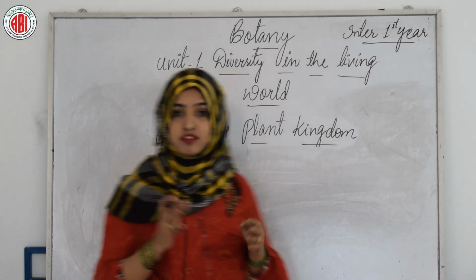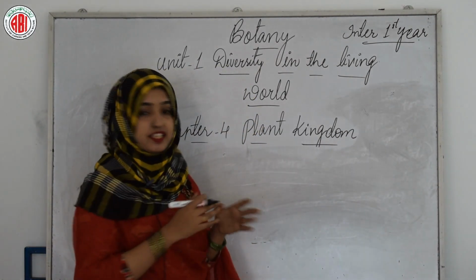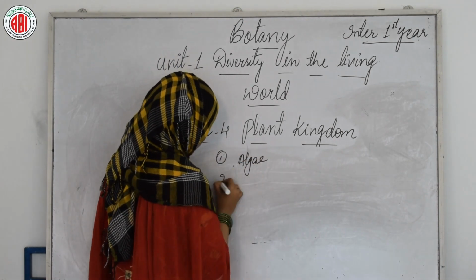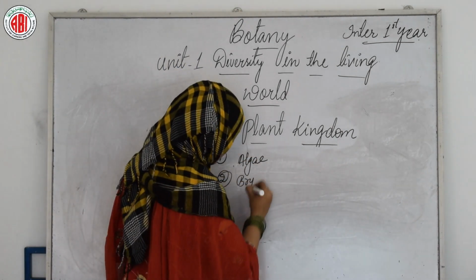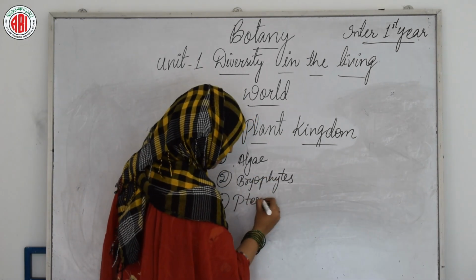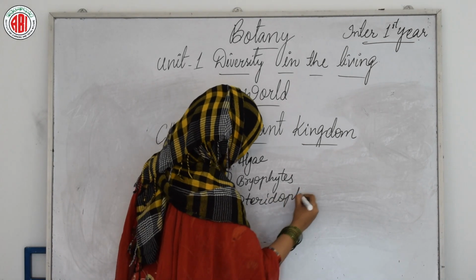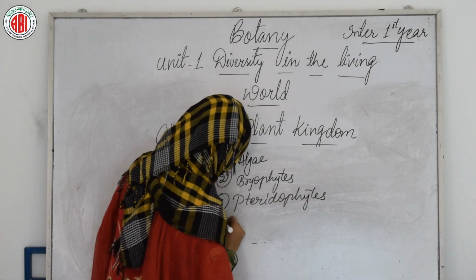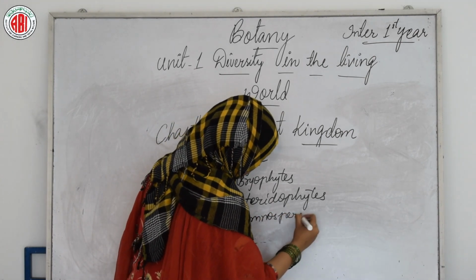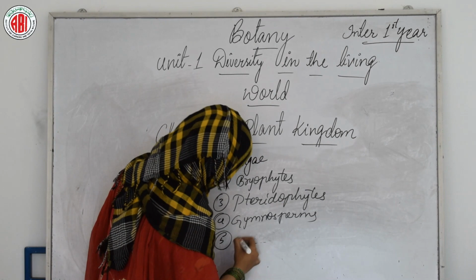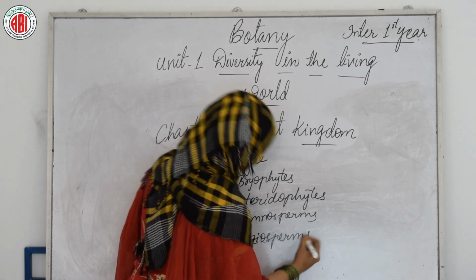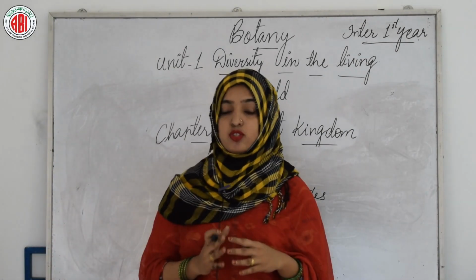So that was all about our chapter, where we have already completed learning algae, bryophytes, pteridophytes, gymnosperms, and the last was the angiosperms. I hope you all have understood the chapter very well.